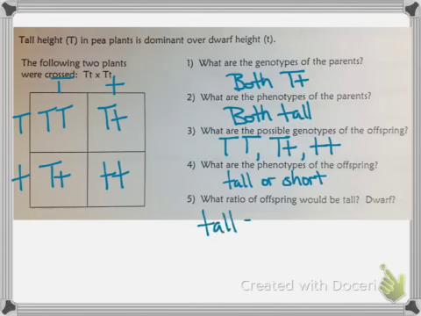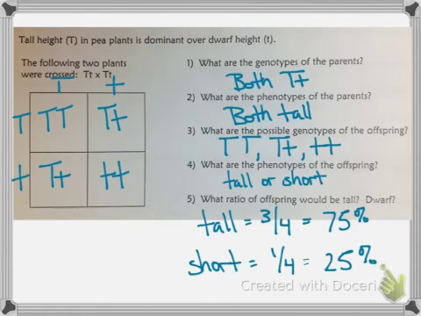And then the ratio we looked at was that 3/4 or 75% of the offspring, or the chances of the offspring being tall, were 3/4 or 75%, and then the chances of the offspring being short would have been 1/4 or 25%. All right. So now let's look at your homework.